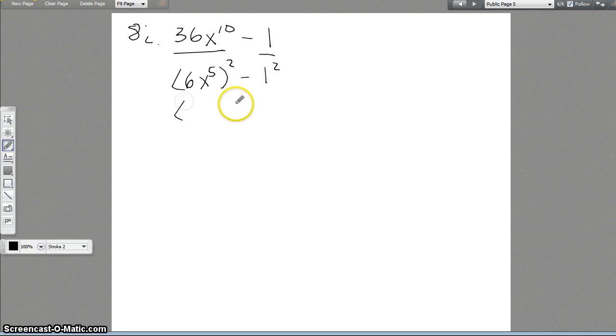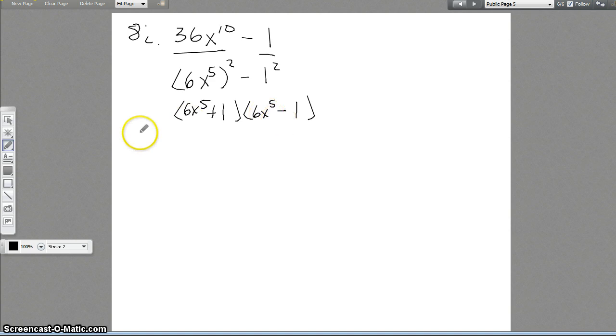Remember, when we have the difference of two squares, what we do is we take the first number that's squared, 6x to the 5th, and add it to the second number that's squared. And then we take the first number that's squared, and we subtract the second number that's squared. So to factor 36x to the 10th minus 1, we write each of the numbers as a square. 36x to the 10th is the quantity 6x to the 5th squared, and 1 is 1 squared. So 6x to the 5th plus 1 times 6x to the 5th minus 1 is how we write that in factored form.